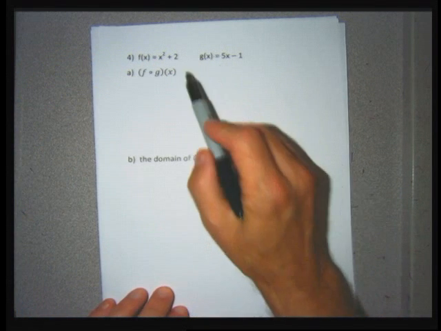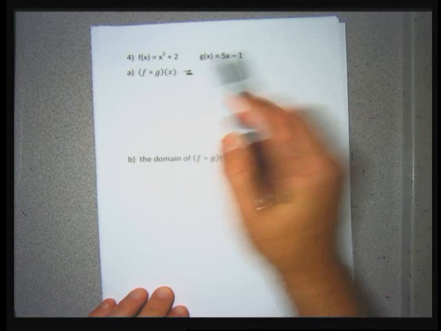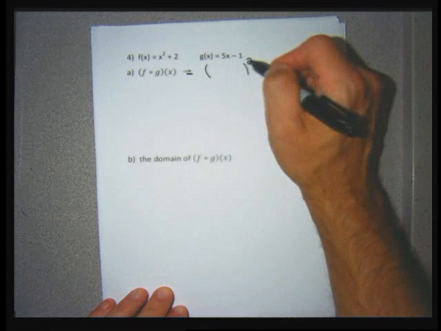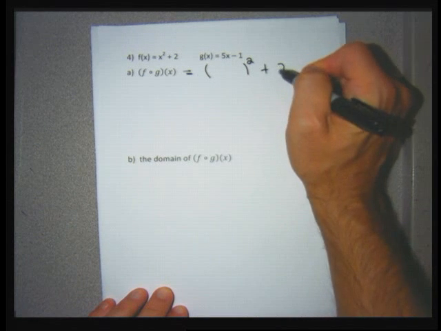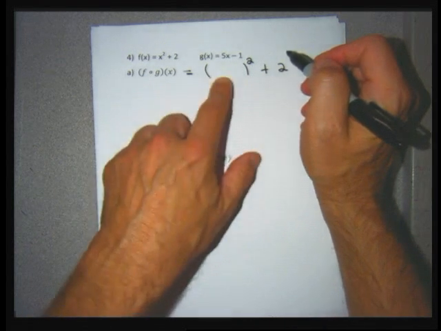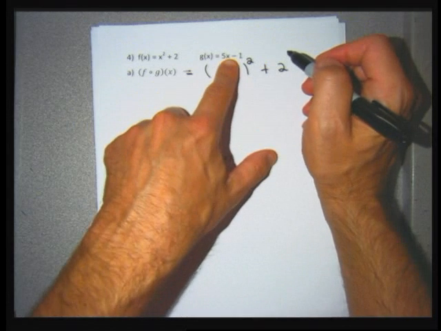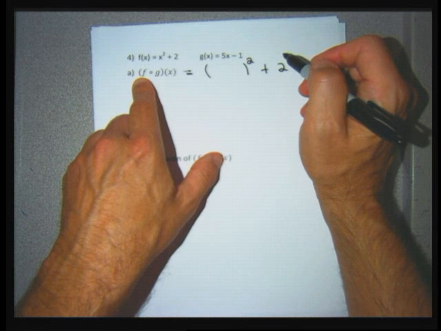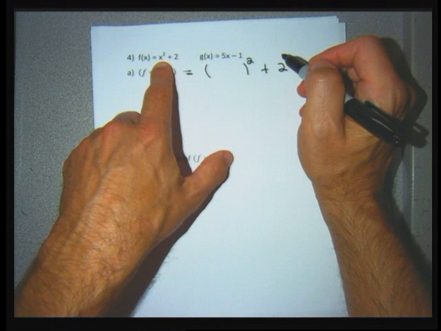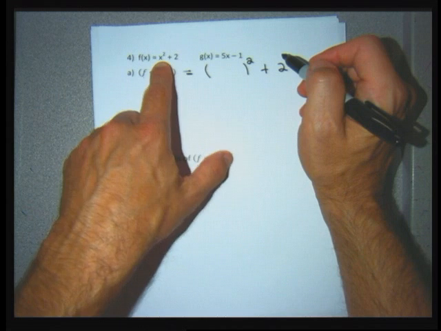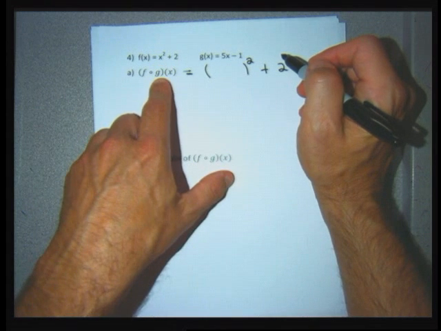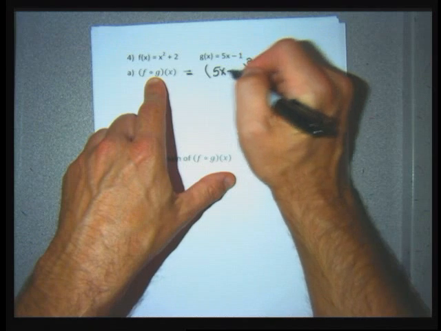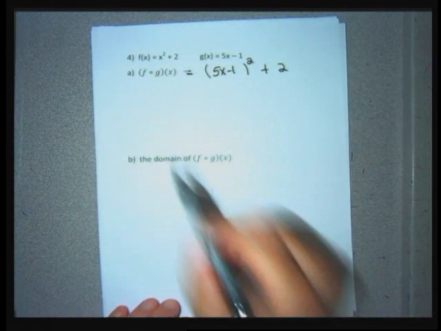To do part A, to find f composed with g of x, I write the f function, which is x squared plus 2. I write it without the x. I leave a parentheses where the x was, and I replace the x with 5x minus 1. So since the f is written first, I write the f function without the x, leave a parentheses where that x was. Inside that parentheses, I write the function that's written second, which is g. So I'm going to have f composed with g of x equals that.